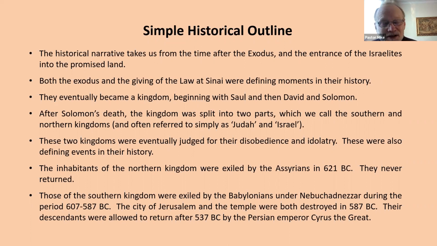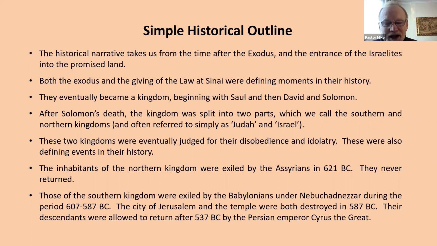The kingdom of Israel was split into 2 parts, and those 2 parts we call the southern kingdom and the northern kingdom. The southern kingdom is often referred to simply with its generic name as Judah, and the northern kingdom is known generically as Israel.